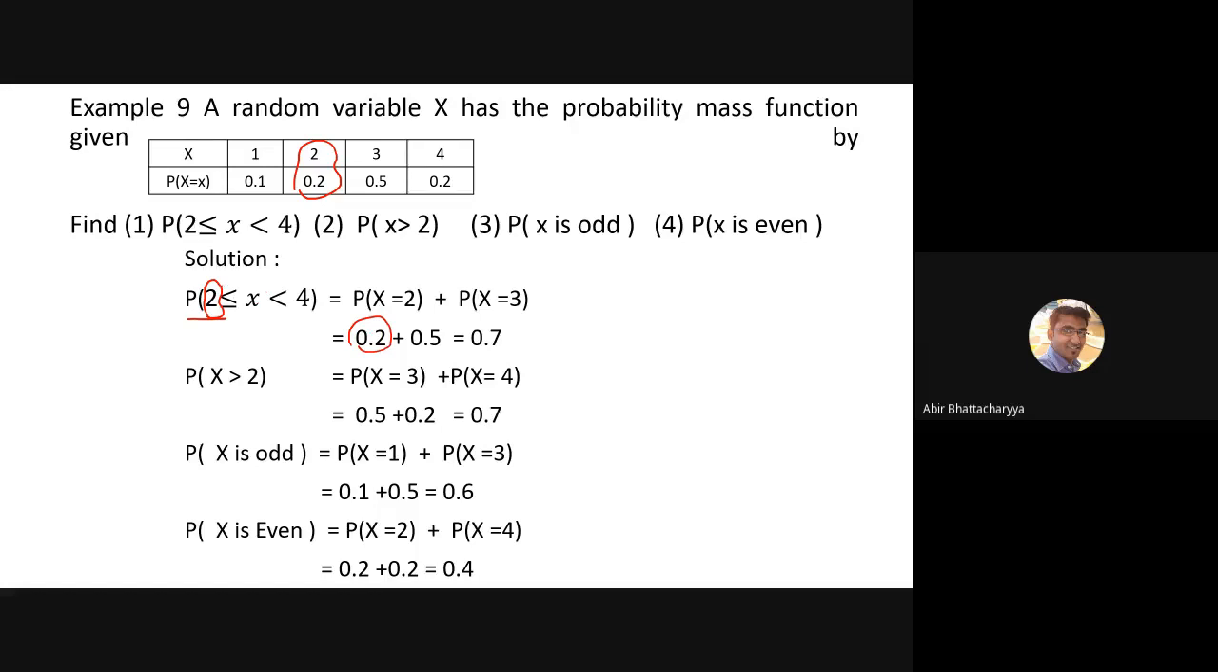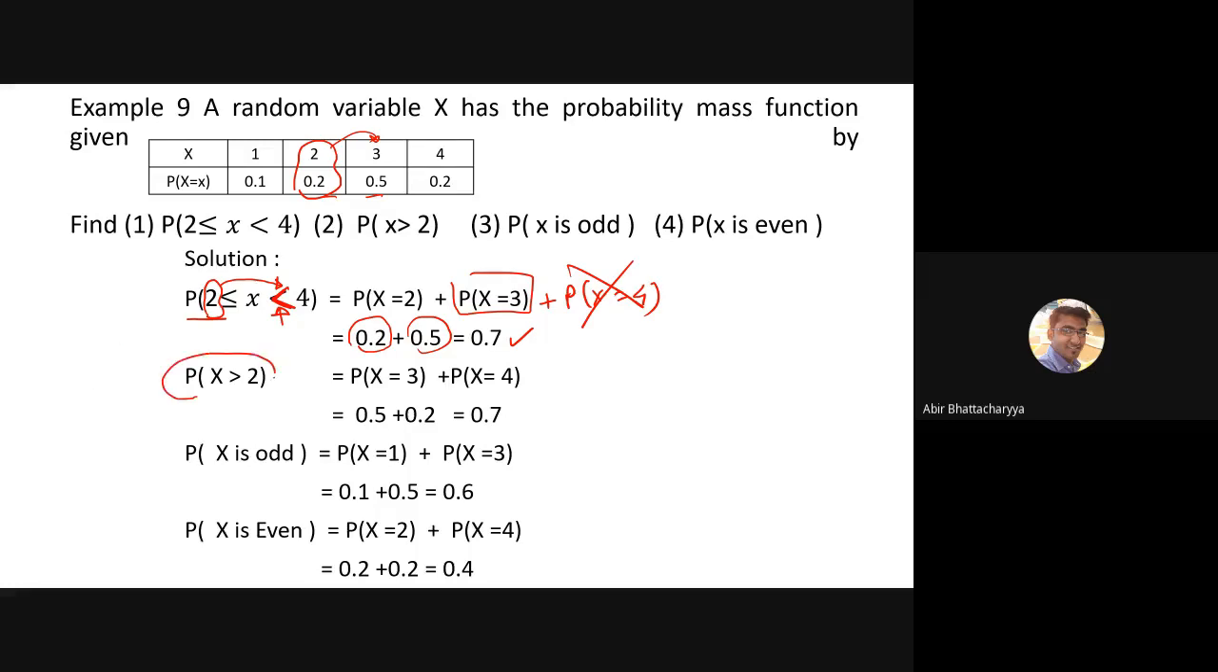Next value is from 2 to 4, but it's not attaining the value of 4 because it's strictly less than. So next value we have to take is 3. Probability of x equals 3 is 0.5. So we'll add 0.2 plus 0.5. Finally, it will be 0.7. Why did we not add probability of x equals 4? Because it is strictly less than 4. That means we don't need to add it. If it was less than or equal to 4, then we could add probability of x equals 4.